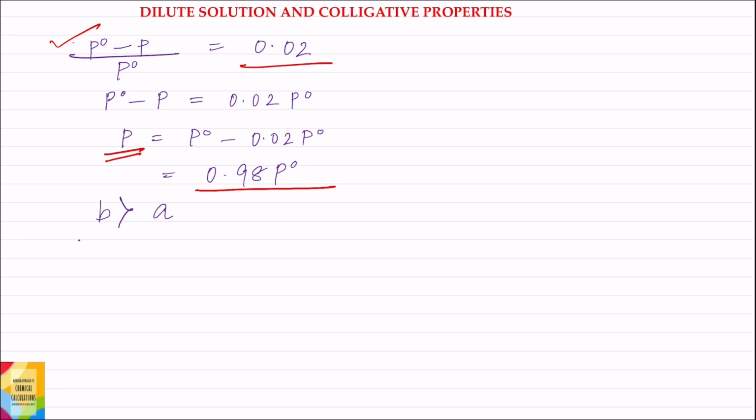Therefore, vapor pressure of the solution in case of B is greater than vapor pressure of the solution in case of A. We can also write it like this: 0.98 times P° is greater than 0.9 P°. Therefore, vapor pressure in case of B is greater than vapor pressure in case of A.